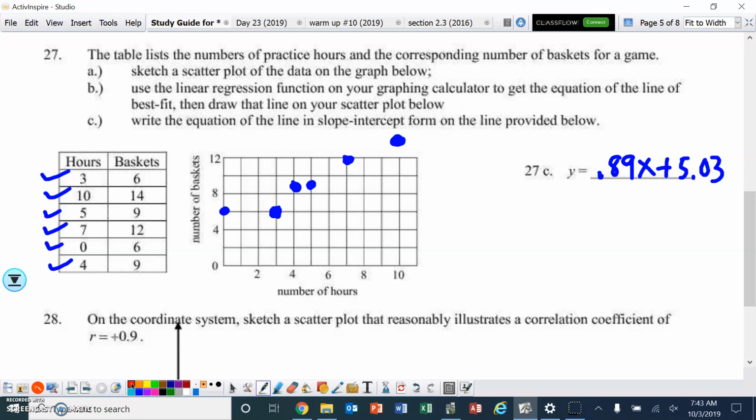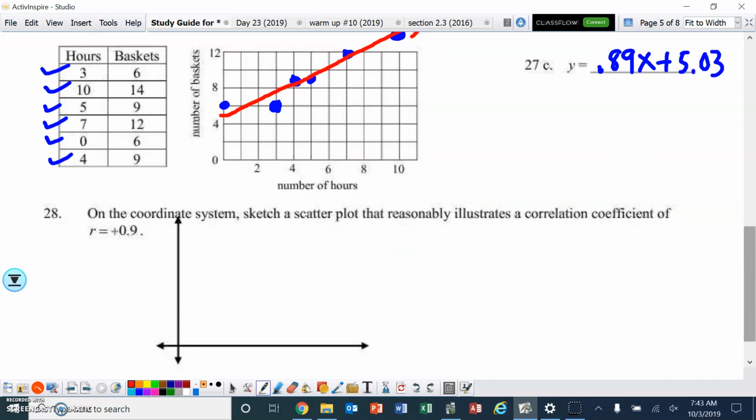And the line of best fit, well, we don't need the calculator for that. We just need to draw a straight line, as straight as we can, through the dots. That looks pretty good. As long as you're going through the dots, you have about the same number on top as underneath it.